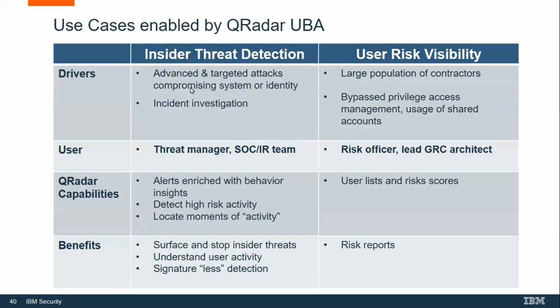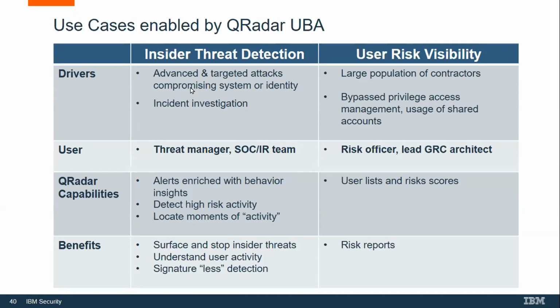So let's take a look at some of the use cases associated with UBA. First, insider threat detection. The driver associated with that is advanced and targeted attacks and incident investigation, so we want to be able to do those types of things. The users doing that type of insider threat detection are the threat management team, the SOC, or the incident response team. The SOC, the Security Operations Center, or the incident response team is going to be the folks using that. And the QRadar capabilities that get used there are alerts enriched with behavior insight.